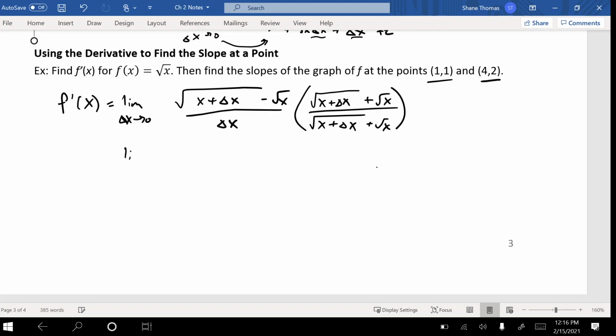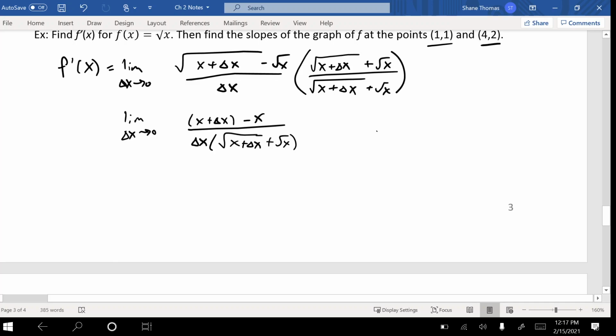Okay? So that's going to make it, on top, I'm just going to be left with x plus delta x after multiplying the square roots. They're going to cancel out. Then I'm going to have negative root x times the top, and a positive root x times the top, so those cancel out. And then I'm going to have negative root x times positive root x, which is going to be minus x. So that got rid of all my roots on top. On the bottom, I'm just going to have delta x times all this junk: root x plus delta x plus root x.